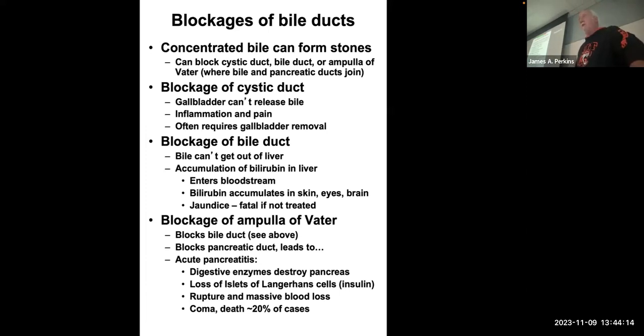People who have these attacks of gallbladder pain will typically have their gallbladders removed. That's the main reason why people have their gallbladders removed.